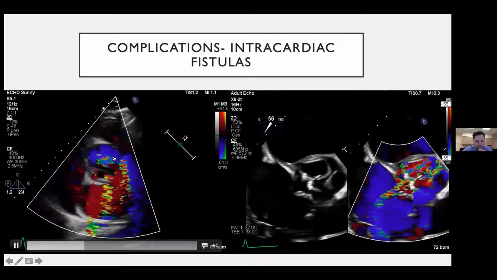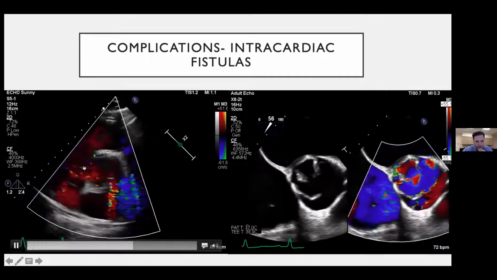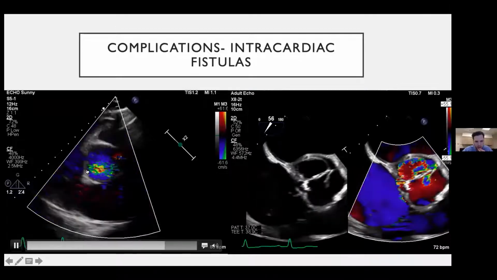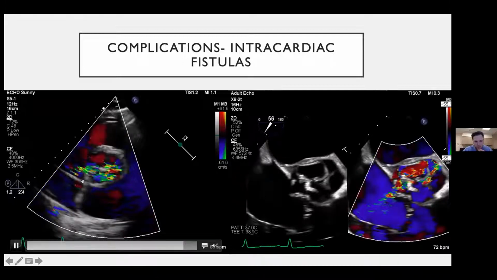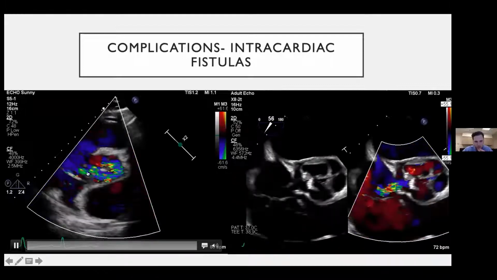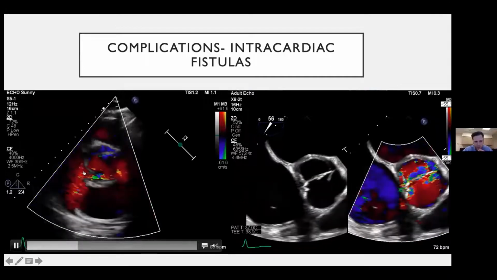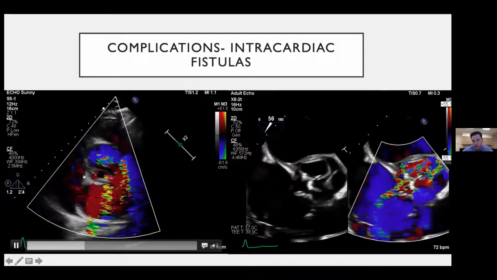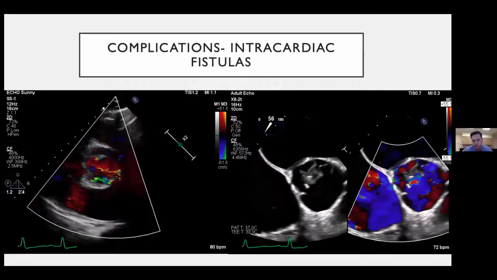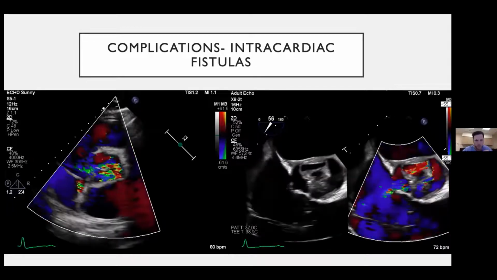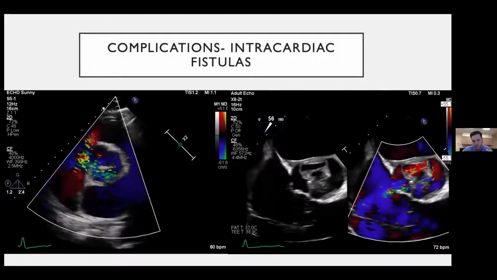So this is the short axis of the aortic valve. Here's the aortic valve, here's the tricuspid valve. And what you're seeing is all this bright color flow in the right atrium, coming from the region of the aortic valve over here. It's really not clear, and you can see how you could easily go through quickly and say this is tricuspid regurgitation, but keeping a high index of suspicion, it's suspicious for a fistula.